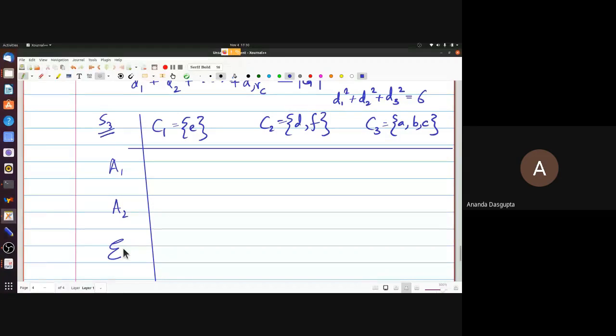But A1 is the standard. Remember, every group has one particular 1D irrep. What is that? Identity. That's the identity representation, which means every element is represented by the number 1. Okay? Every group has that.